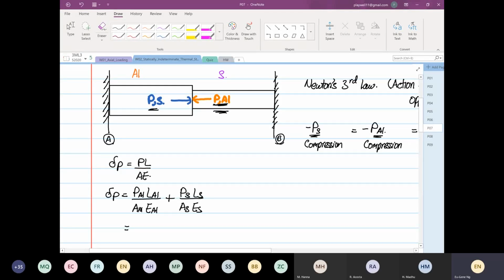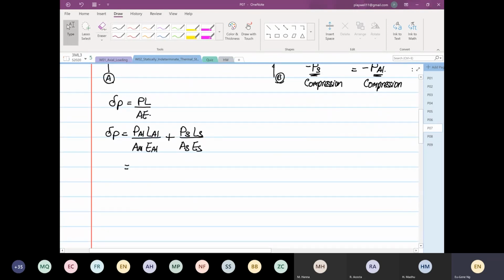Aluminum is going to induce compression. That's why minus. The P inducing on the stainless steel is also in compression. That's why both of them are minus. Okay, so you just put minus P times 0.3, which is the length. And the cross-sectional area is what? The cross-sectional area is 2000.